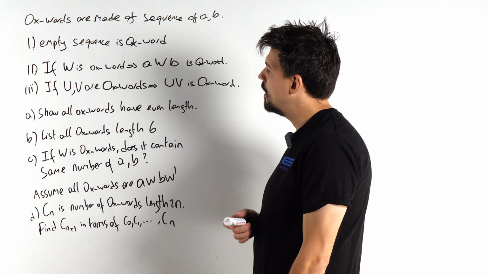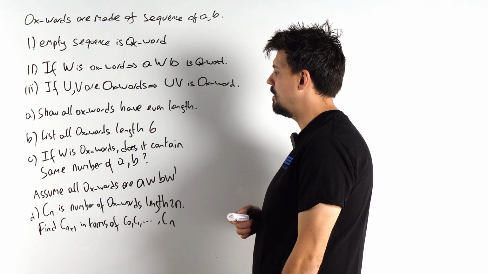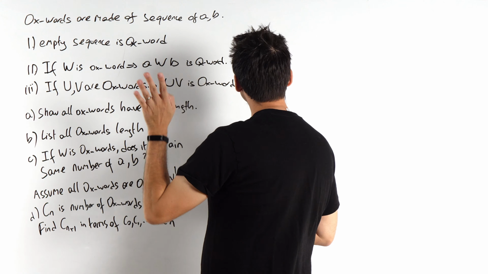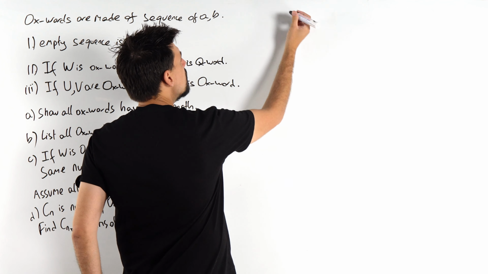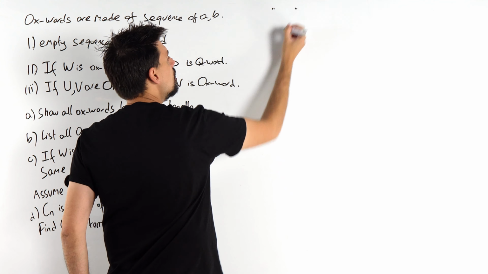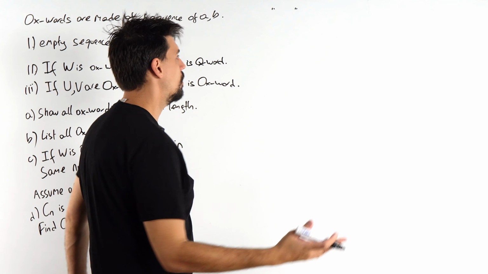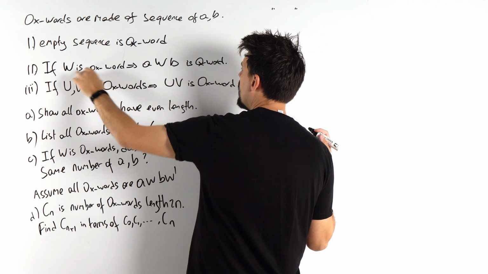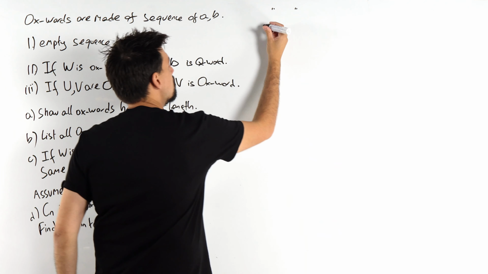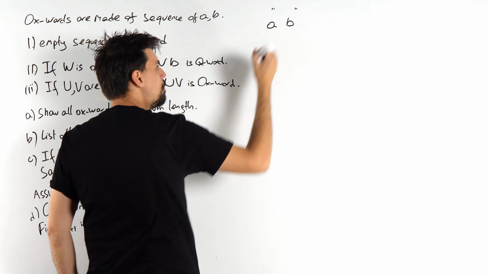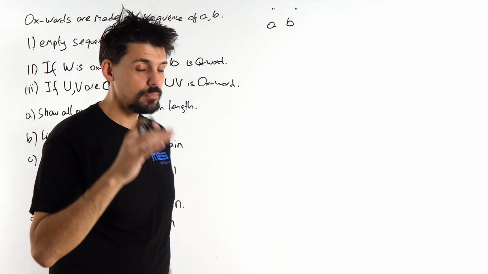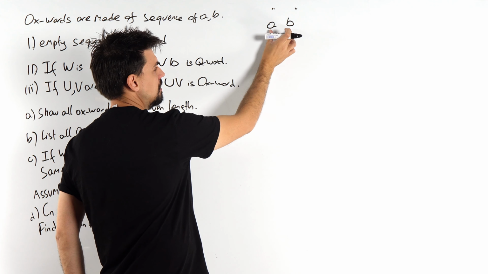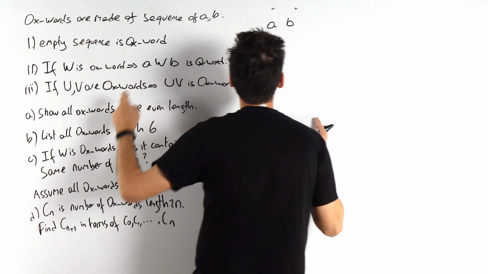Now, number 1, do all oxwords have an even length? Well, let's just build a few, because for part B, we're going to want to list all of them of length 6. So let's try building them. Our first oxword is just nothing at all. Let's use our rules. I can't sandwich 2 of them together, but I can take my empty one and sandwich it between A and B. So A, nothing, B. That is an oxword. Now we're cooking. What can I do to create new oxwords? I could take my oxword and sandwich it between A and B.